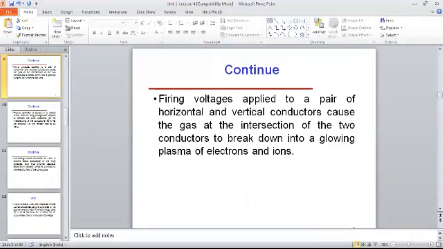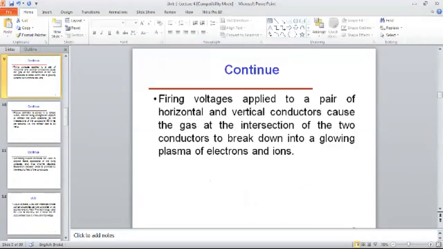As in other electronic devices, we use firing voltages here. So what is the firing voltage? It is the voltage at which the device starts to work. With the help of the firing voltage, this device starts to work. The firing voltage is applied to a pair of horizontal and vertical conductors.